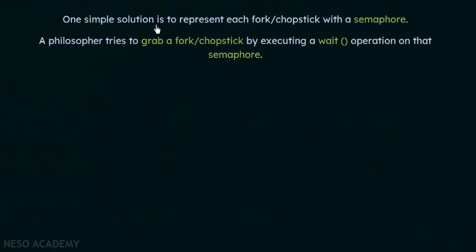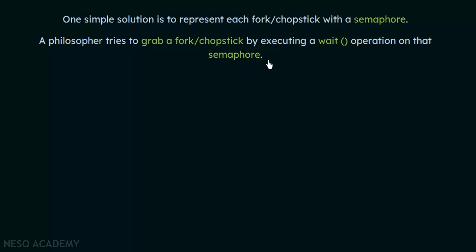One simple solution is to represent each fork or chopstick with a semaphore. We know that a chopstick or a fork should be used by only one philosopher at a time, and when one philosopher is holding it, no other philosopher should be allowed to take it away from him, and no one should be allowed to access that same fork at the same time. We can do that with the help of semaphores. A philosopher tries to grab a fork or chopstick by executing a wait operation on that semaphore. So we will be representing each of these forks or chopsticks with a semaphore. We already know the features of semaphores and how they work.